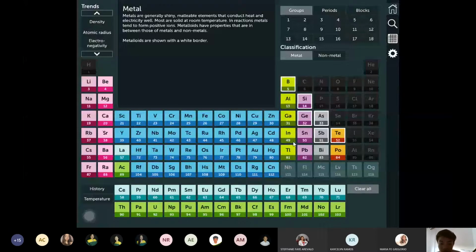So what is the tendency of metals? Metals do not like electrons. They will give off the electrons. That means they do not like to follow the octet rule. Okay, so that is the reason.